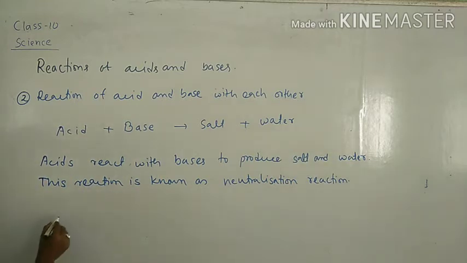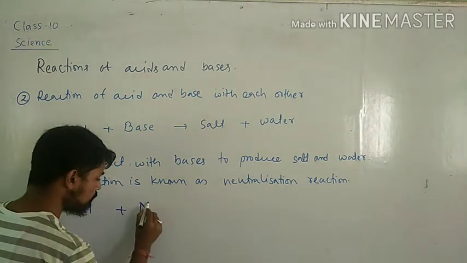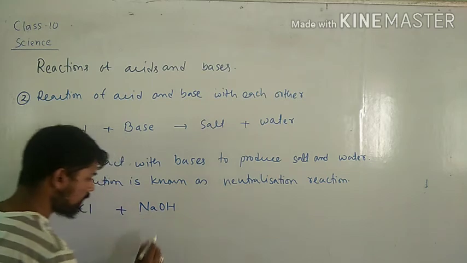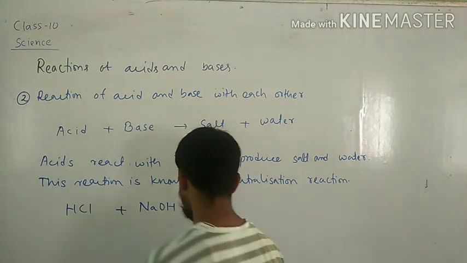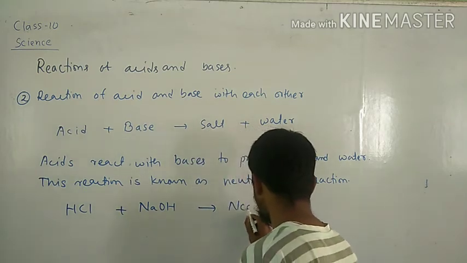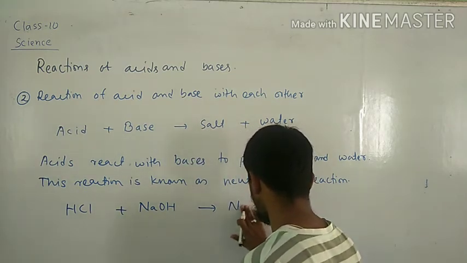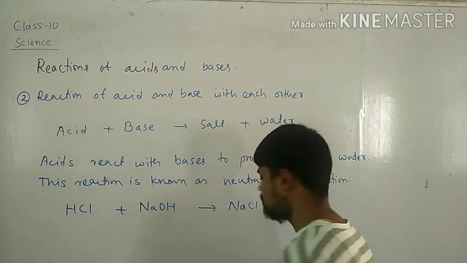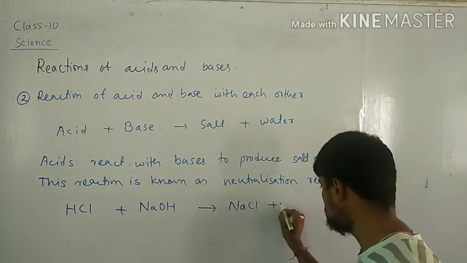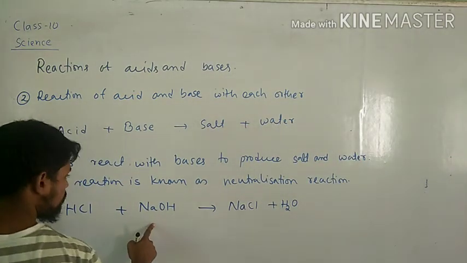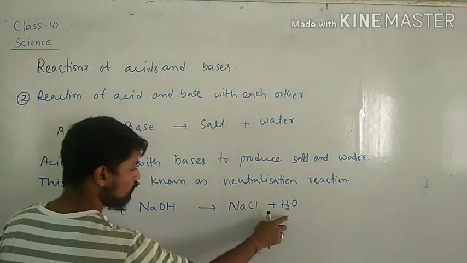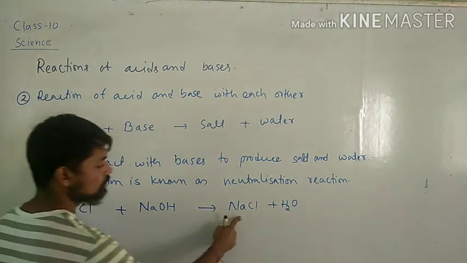So let us take an example. HCl, hydrochloric acid. It is an example of acid which reacts with a base, NaOH. It is known as sodium hydroxide. When they react with each other, they produce a salt known as sodium chloride, NaCl. Along with it, water is produced. Okay, so HCl reacts with NaOH to produce NaCl and water. Acid, base, salt, water.